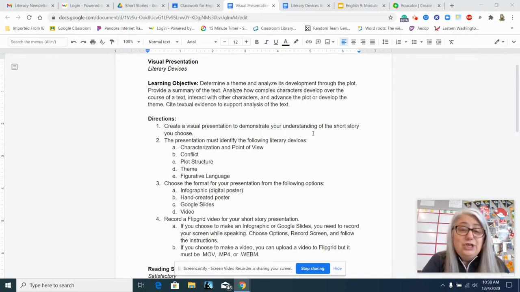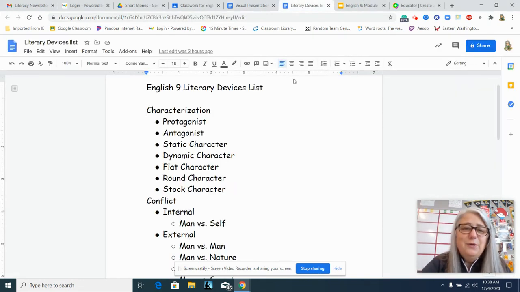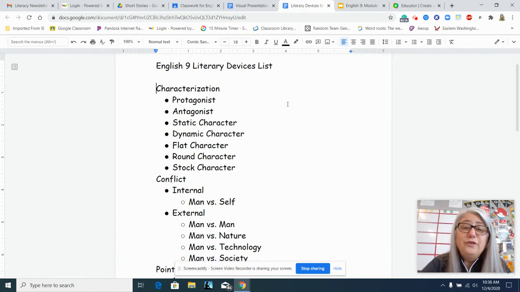The presentation must identify the following literary devices. So you have to have characterization and point of view, conflict, plot structure, theme, and figurative language. And you're like, what does that mean, Goucher? Well, luckily for you, I've got a list. These are all the terms that you have learned so far in this class.